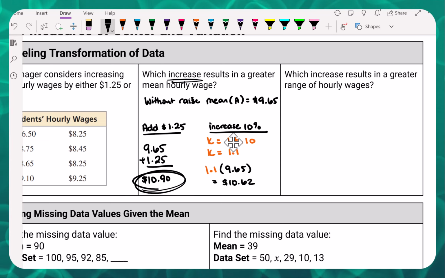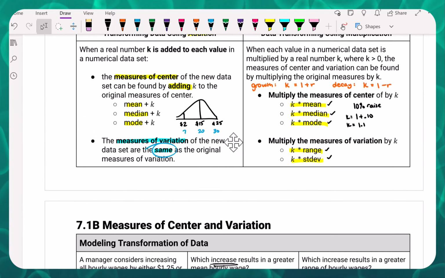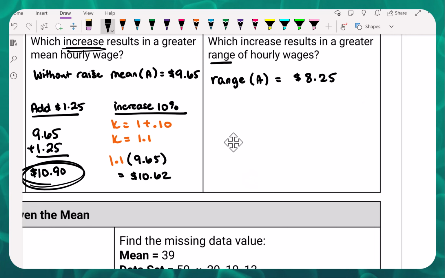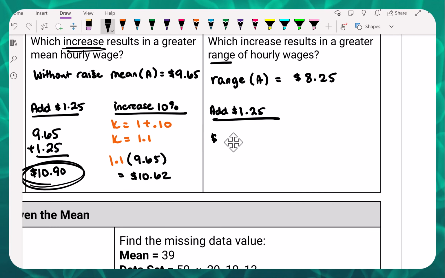Next up, which increase results in a greater range? Okay, so for the range of A, you remember you can't use your Desmos to do this, you have to find the maximum minus the minimum. I'm going to go ahead and tell you that the range is $8.25. Now if you look back in your notes, if we add any amount, the measure of variation will stay the same. So if I add $1.25, there will be no change. So the range is going to stay $8.25.